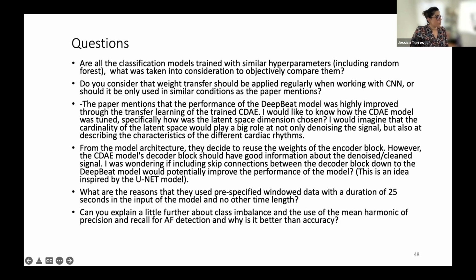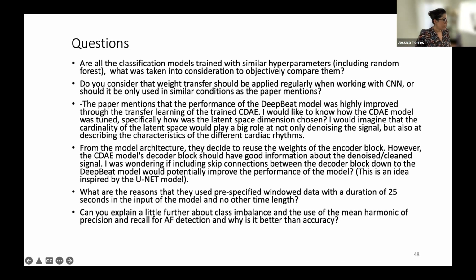Okay, so one of the first questions was, out of all the classification models trained with similar hyperparameters, what was taken into consideration to objectively compare them? So those were the metrics in terms of sensitivity, specificity, F1 scores. All of those metrics we used were the same for every method. And those metrics are gold standards that the industry uses, but clinicians use as well. And so it's really critical that whenever you're using some type of machine learning method, those metrics are the same.